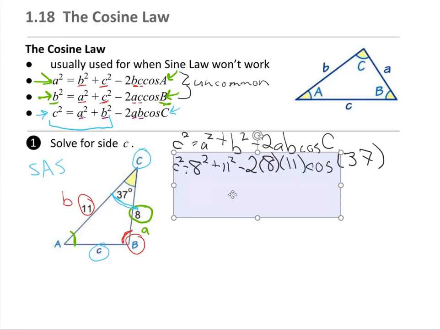And every calculator is a little bit different, which makes this really tricky to solve. So when you have 8 squared plus 11 squared, then subtract, it might have to be cos 37 times 11 times 8 times 2. Depending on your calculator, it's going to be different. So when you calculate this, which I'm going to give you a chance to try, enter what you get.